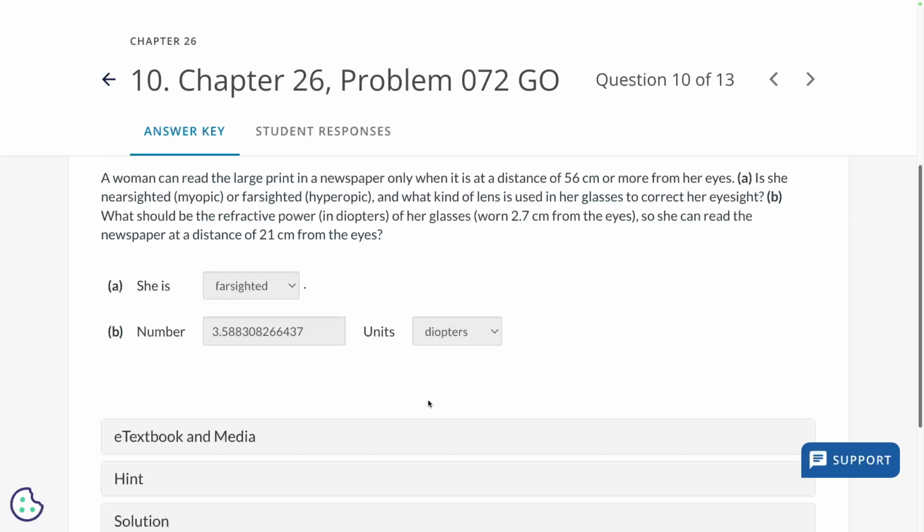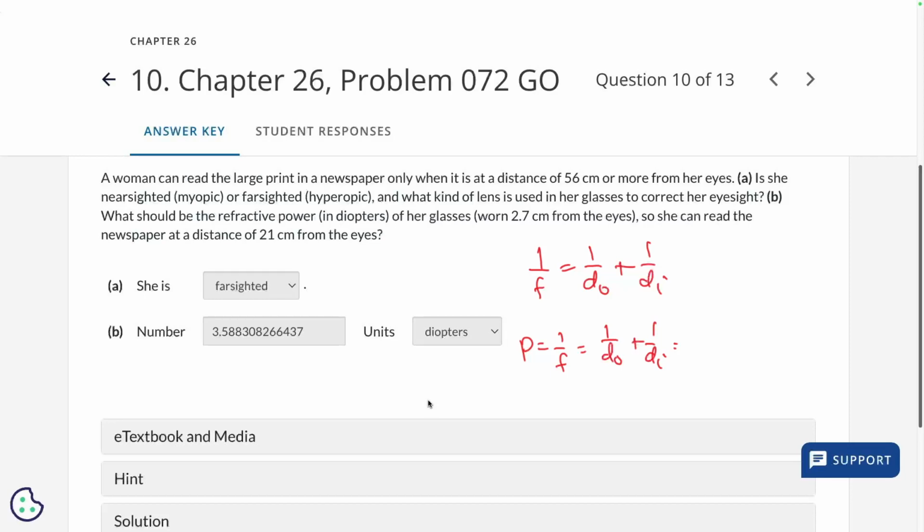Part B. What should be the refractive power in diopters of her glasses so that she can read the newspaper at a distance of 21 centimeters from the eyes? Okay, so we're now asking for focal length and the inverse of the focal length, refractive power. So now we do a calculation, and it's the same equation we've always been using. Since they're asking for refractive power, and the refractive power is the inverse of the focal length, we don't need to invert our final answer.